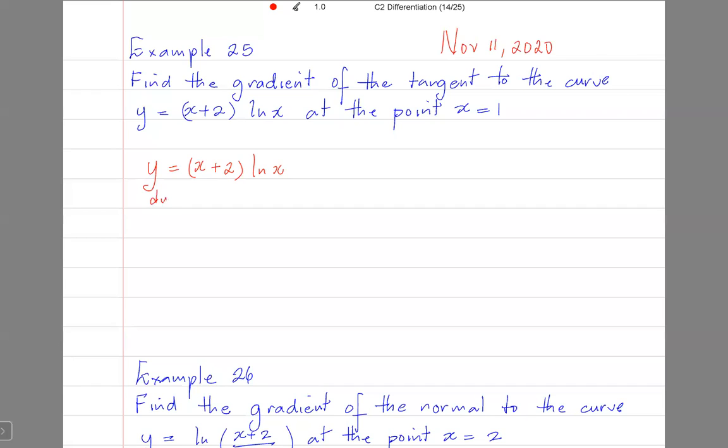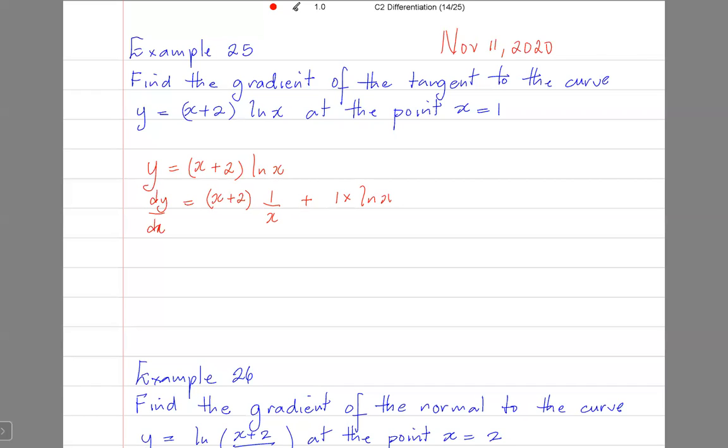So dy by dx would be, I'm going to leave the first and then differentiate the second. The first is x plus 2, so it's x plus 2 multiplied by the differential of the second. When I differentiate ln x, I get 1 over x, plus differentiate the first. When the first is x plus 2, when I differentiate that, I get 1 and leave the second. So that's multiplied by the second, which is ln x.